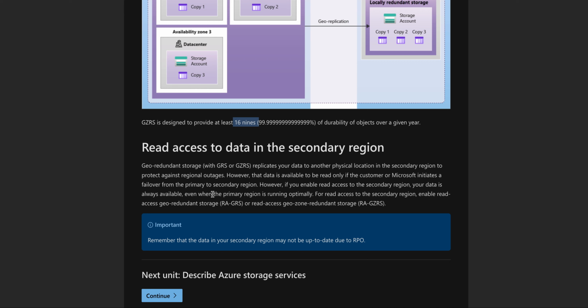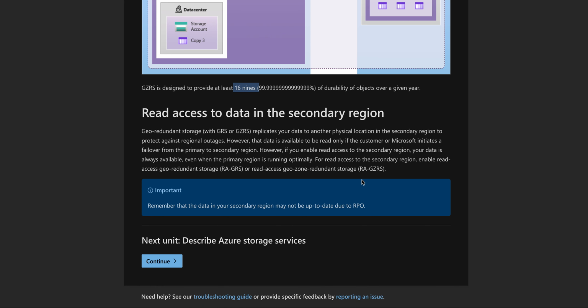If Microsoft or the customer initiates a failover from the primary to the secondary, it's always available even after your primary region is back up and running, right? So for read access to the secondary region, enable read access geo redundant storage, or RA-GRS. RA stands for read access and GRS is geo redundant storage.